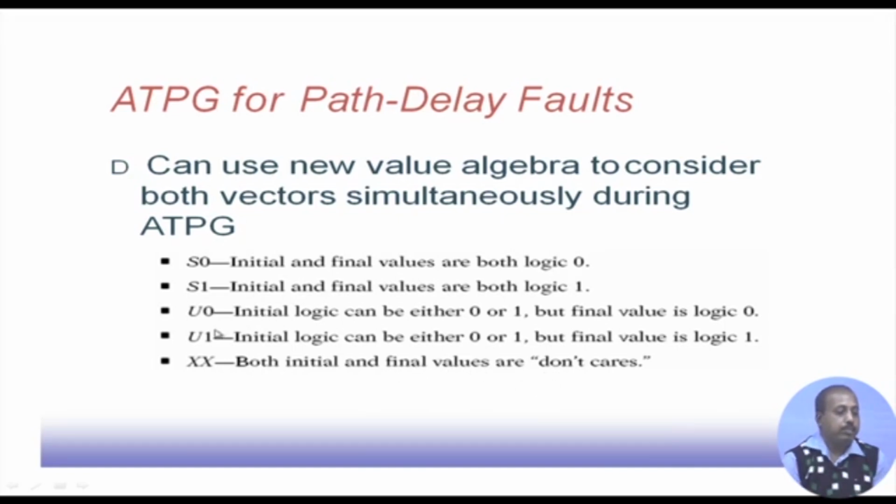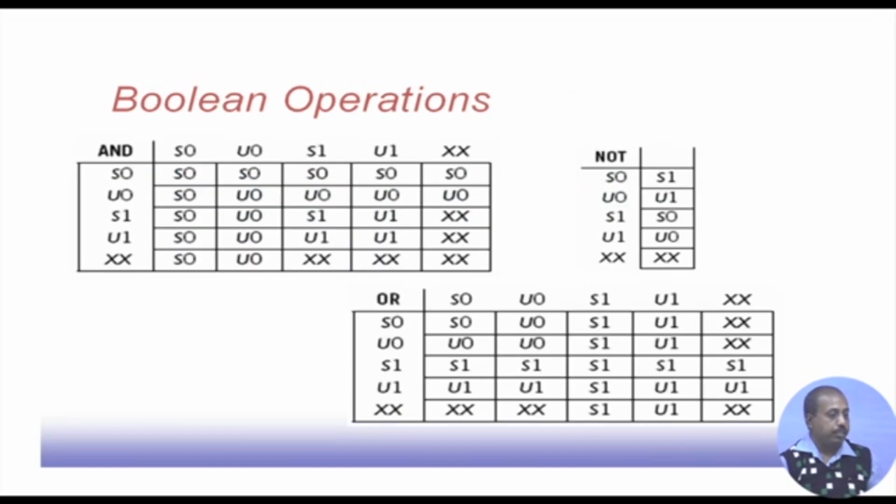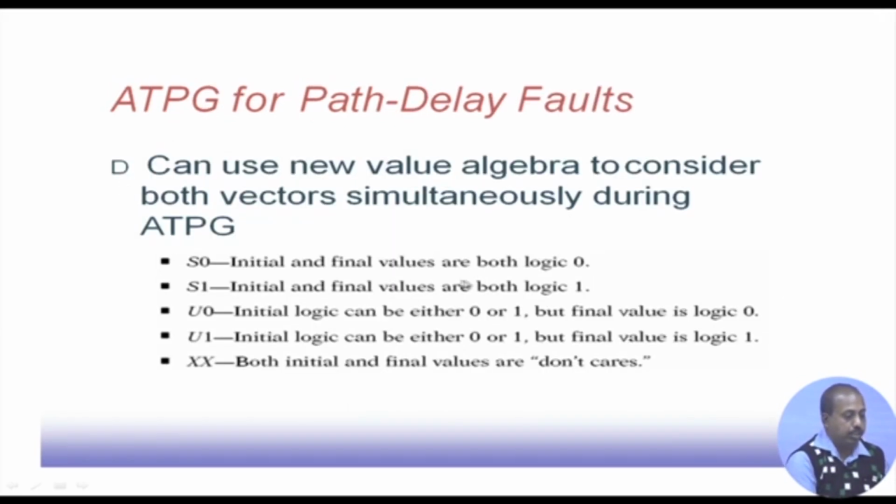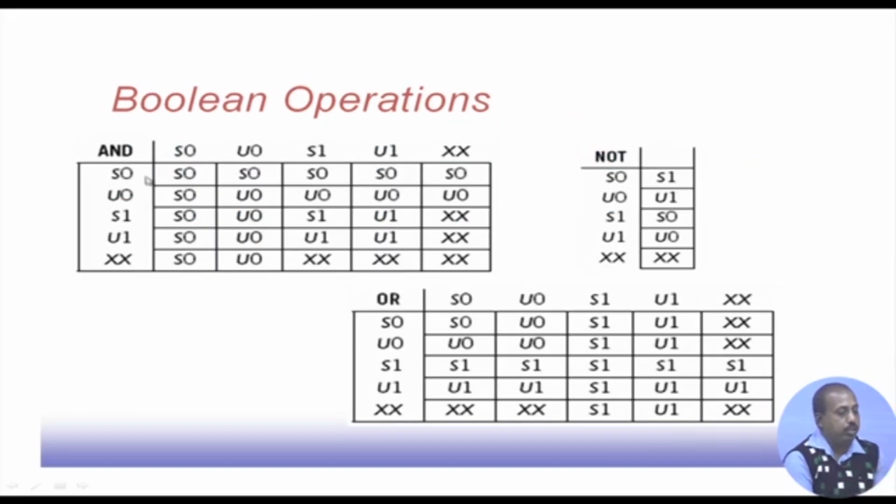So, we can use this algebra to consider both the vectors V1 and V2 simultaneously for generating test patterns through the ATPG techniques. Now, we can define the Boolean operations over this algebra. So, in this AND, whenever it is static S0, it is fixed at 0. Both S0 means both are fixed at logic 0. So, whatever the other input, this will remain S0. So, this will always remain 0.